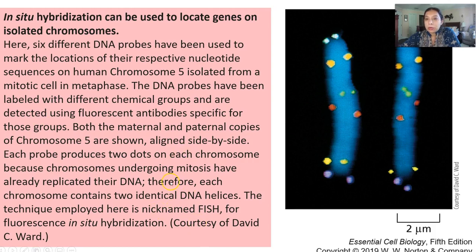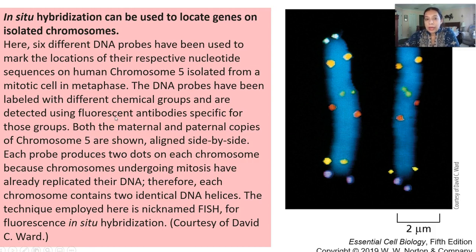This is human chromosome 5, taken from a mitotic cell in metaphase. And usually that's where we want to take these chromosomes, right, when they're in chromosomal state. So it's going to be during mitosis. The DNA probes that are being used are for different sequences, and they are each tagged with a different type of fluorescent tag. So each one is going to have its own color that it's going to line up with. And here you have both the paternal and the maternal copies lined up next to each other.